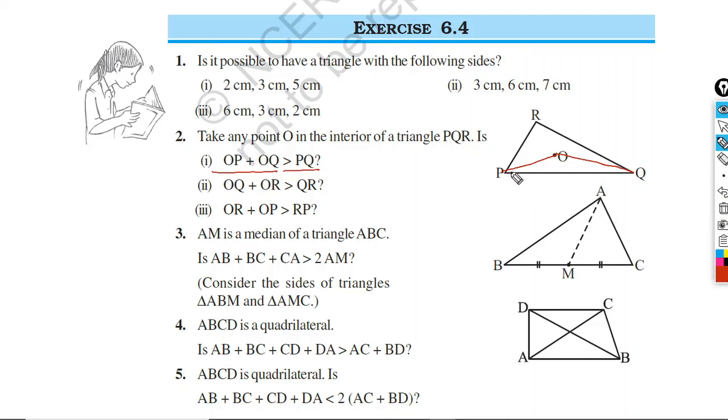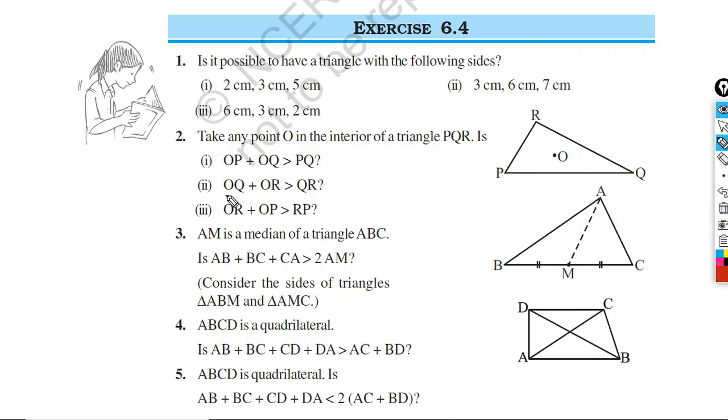Look at the figure. OPQ is now a triangle, na? In which OP and OQ are two sides. So OP plus OQ must be greater than PQ. It is asking you, is it correct? You can say yes.